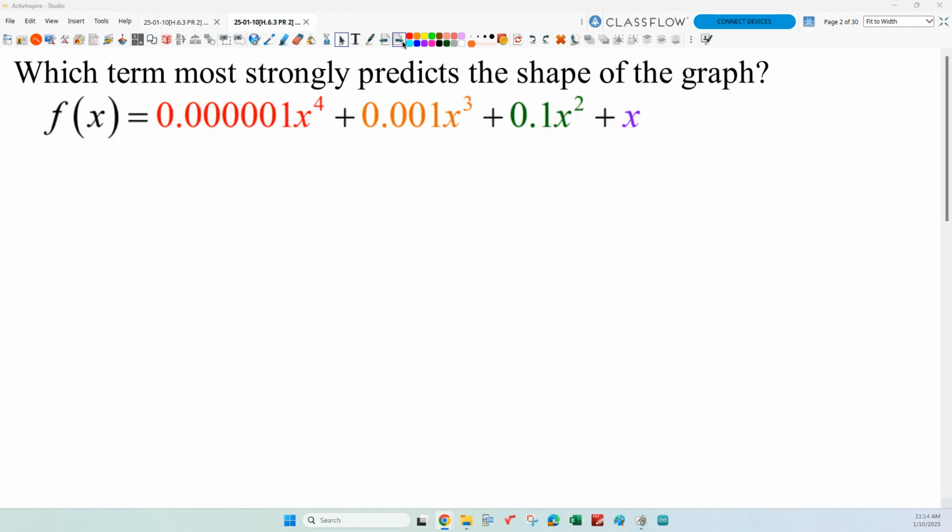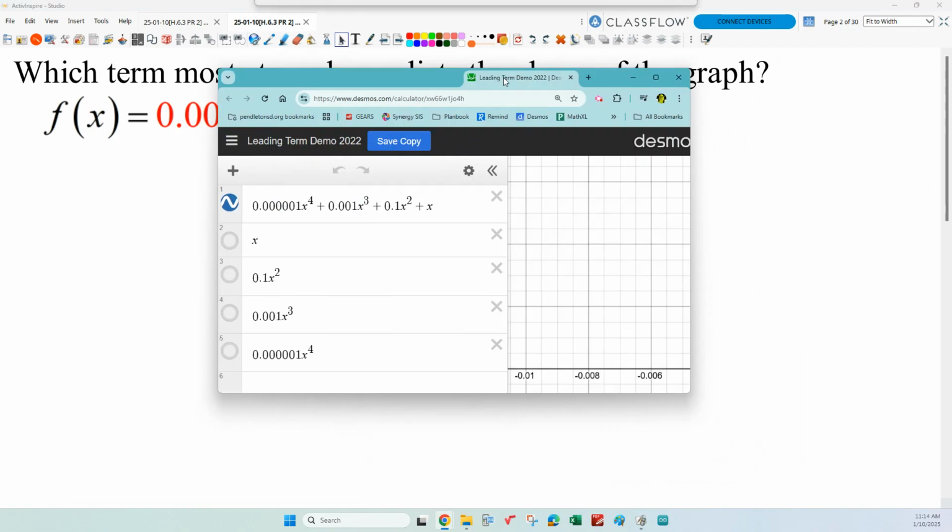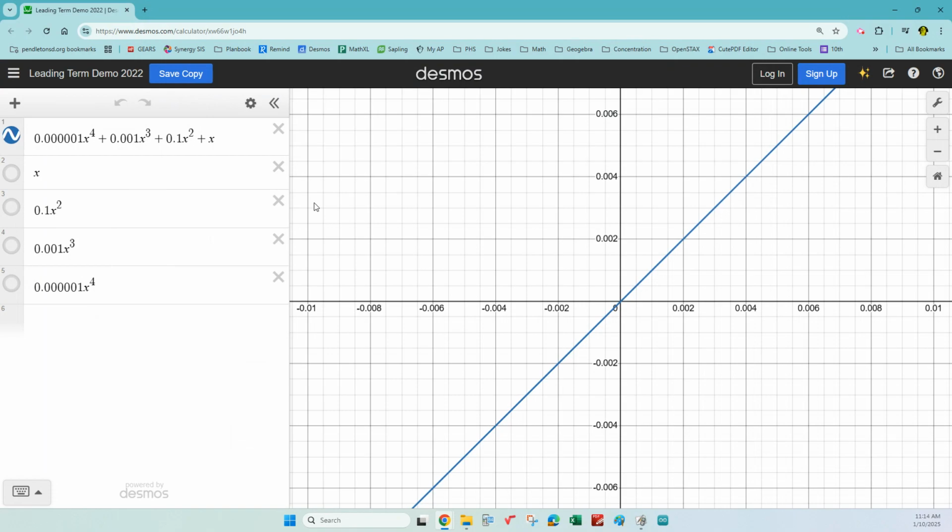Real quick, before we do that, you guys saw this yesterday. I'll just demonstrate this for you. It's kind of just cool to see it. I'm sure you talked about this. Which term most strongly predicts the end behavior of this graph? The first one, yeah, the leading term always does. If I graph this thing, you can really see this.